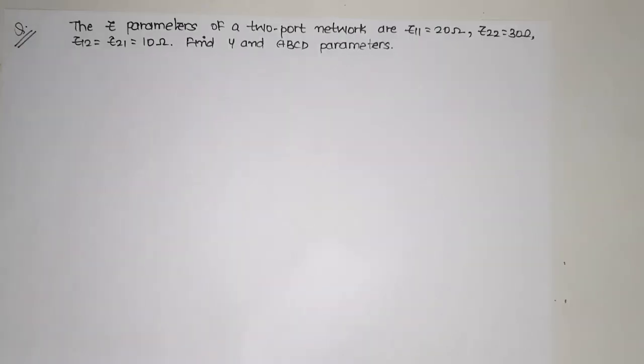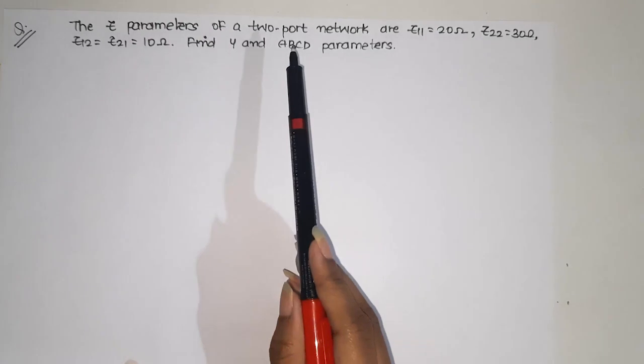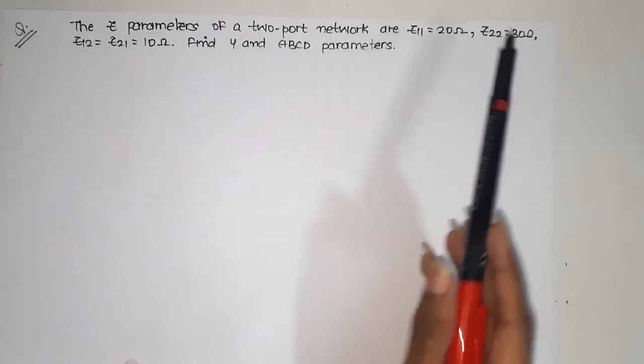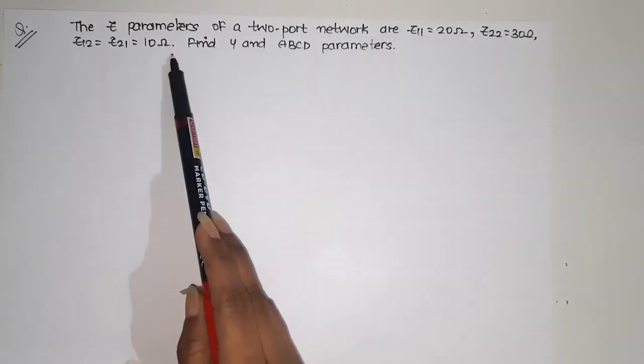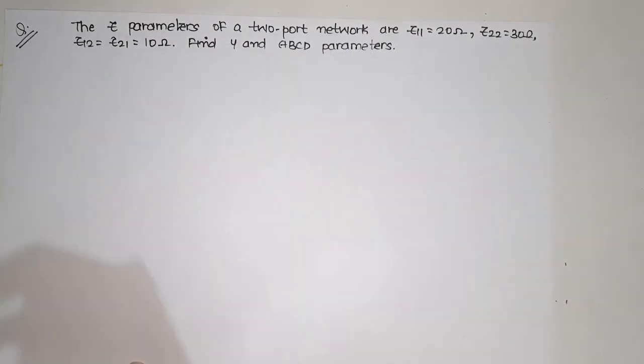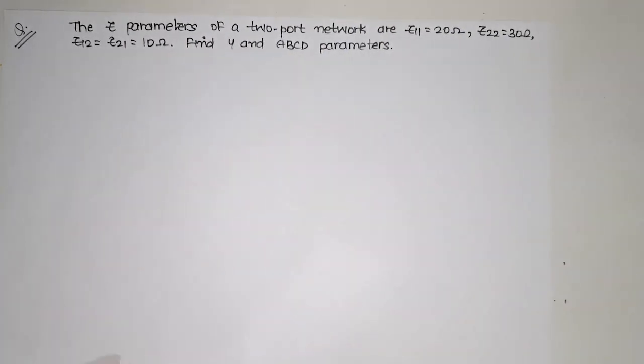So this is the question that is given to us. The z parameters of a two-port network are z11, z22, z12, z21 that is 10 ohms. Find y and ABCD parameters. यानी कि हमें z parameter दिए हुए हैं. We need to find for y and ABCD parameter.